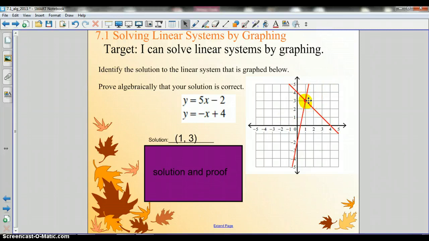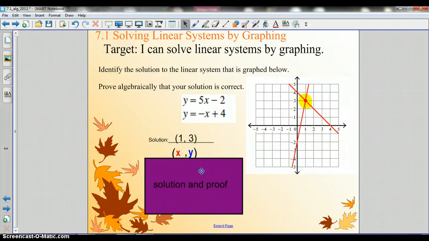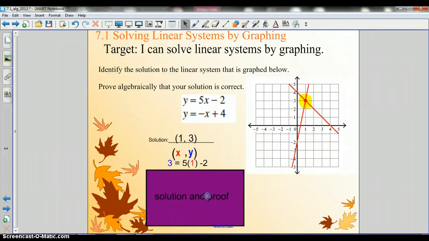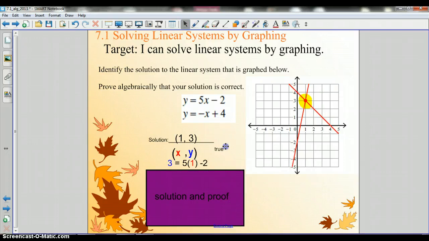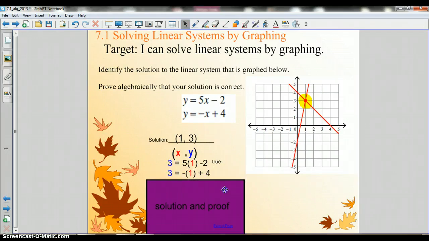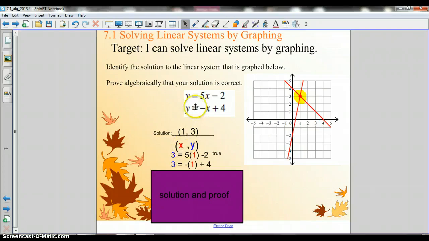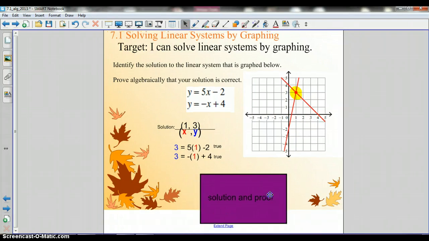And then we're going to verify or prove algebraically that our solution is correct by plugging in 1 for x and 3 for y in both of those equations. So in the first equation, we get 3 equals 5 times 1 minus 2, and that turns out to be true because 3 is equal to 5 minus 2. In the second equation, we plug in 1 for x and 3 for y, and we get 3 equals negative 1 plus 4, and that turns out to be true. And basically what we've just done is we have verified the solution that we found on our graph.